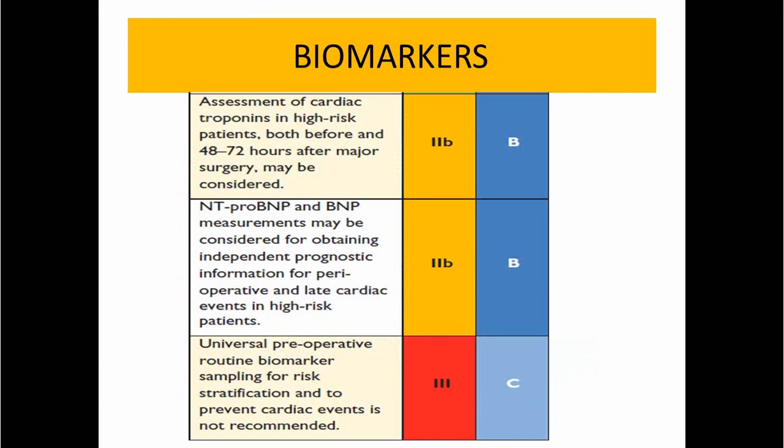We can do non-invasive evaluation using resting ECG, biomarkers, and resting echocardiography. As I told you, biomarkers, I mean cardiac troponin, which reflects the ischemic burden and is highly specific for the myocardium. We can measure the natriuretic peptides, BNP and N-terminal pro-BNP, which predict perioperative and late cardiac events in high-risk patients. But you should know that routine use of biomarkers preoperatively for risk stratification to prevent cardiac events is not recommended.